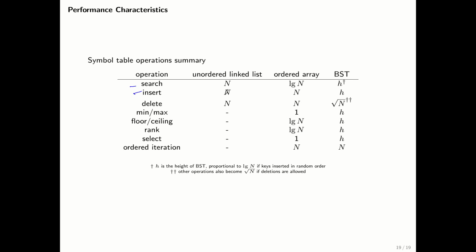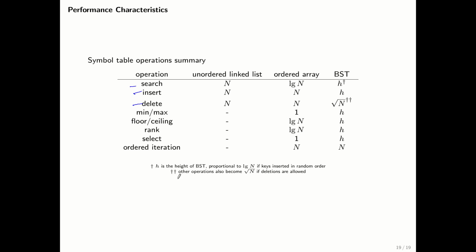What about insert? In the case of a linked list based implementation, it was a linear time operation, also a linear time operation with an ordered array based implementation, and it's h in the case of a BST based implementation, where h again is the tree height, right? Delete is n here. It's a linear time operation. It's also n here, whereas with hybrid deletion that we discussed, it is square root of n.